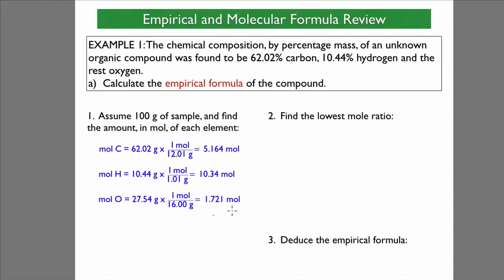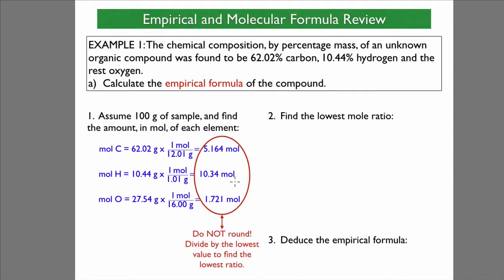You then have molar ratios. Don't round them up. Next, we're going to divide by the lowest value to find the lowest ratio. So you've got moles of carbon divided by the lowest one, which was the moles of oxygen, gives us 3. Do the same for hydrogen and do the same for oxygen, which is actually going to be 1. And you can see you've got a ratio of 3, 6, 1. So the empirical formula will be C3H6O.